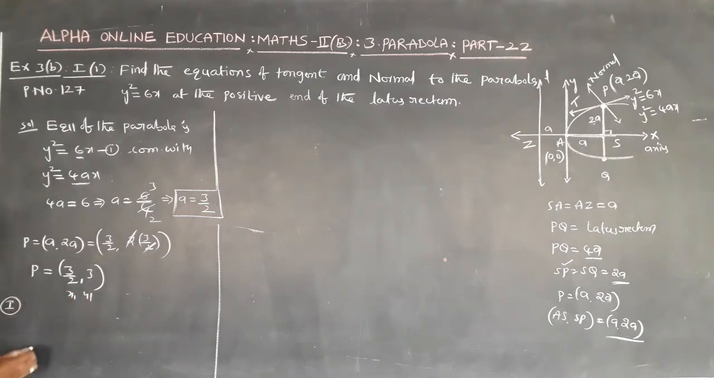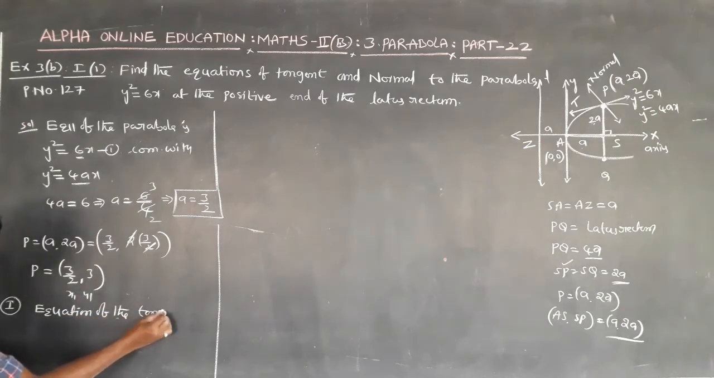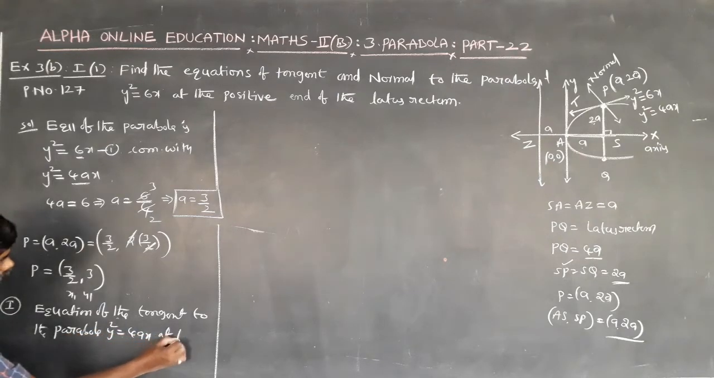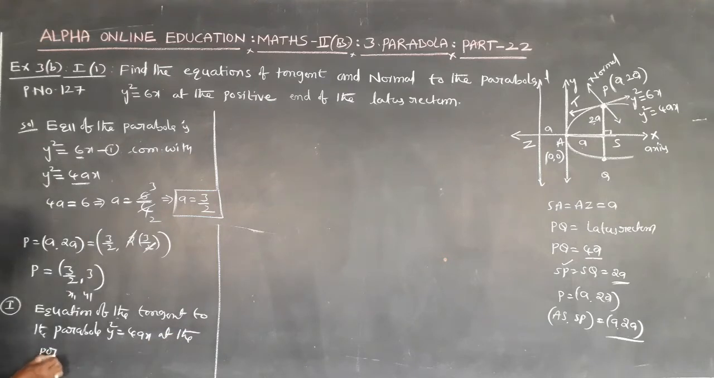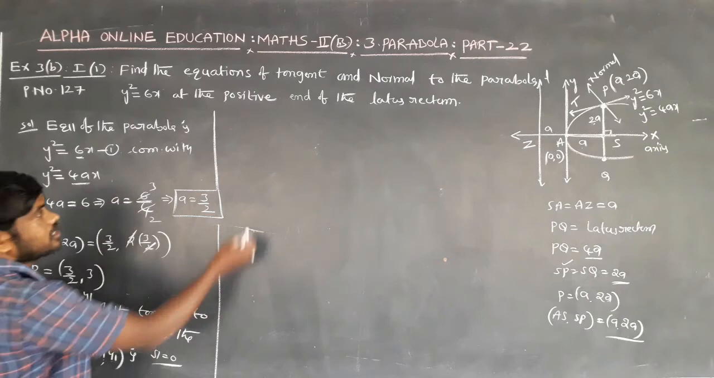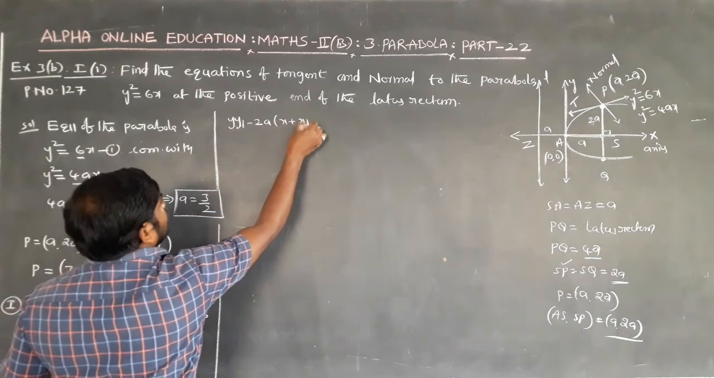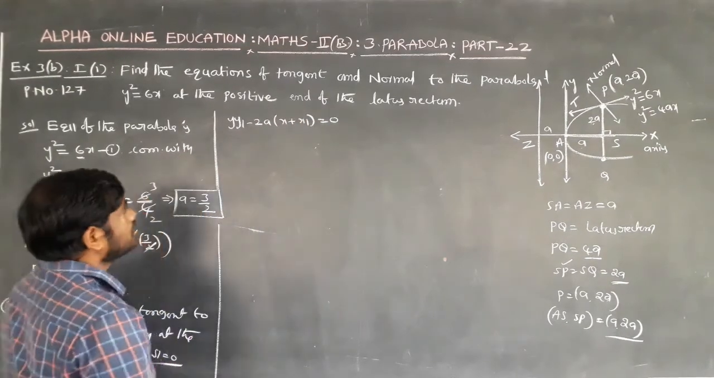First one is the equation of the tangent. The equation of the tangent to the parabola y square is equal to 4ax at the point P of x1 comma y1 is S1 is equal to 0. S1 means y y1 minus 2a into x plus x1 is equal to 0.